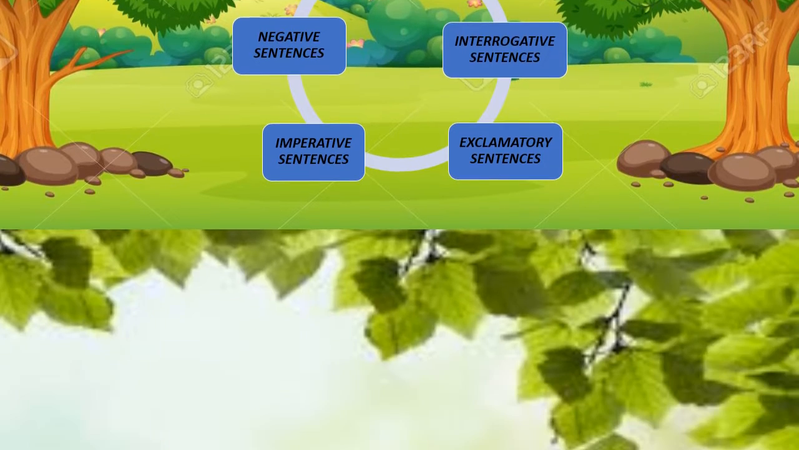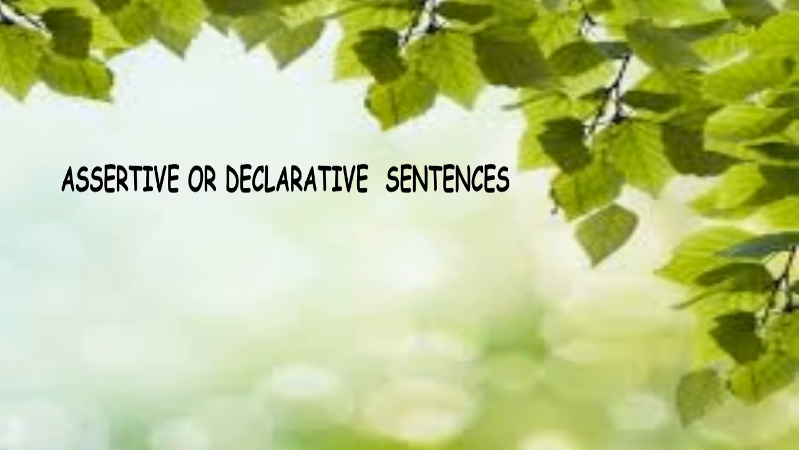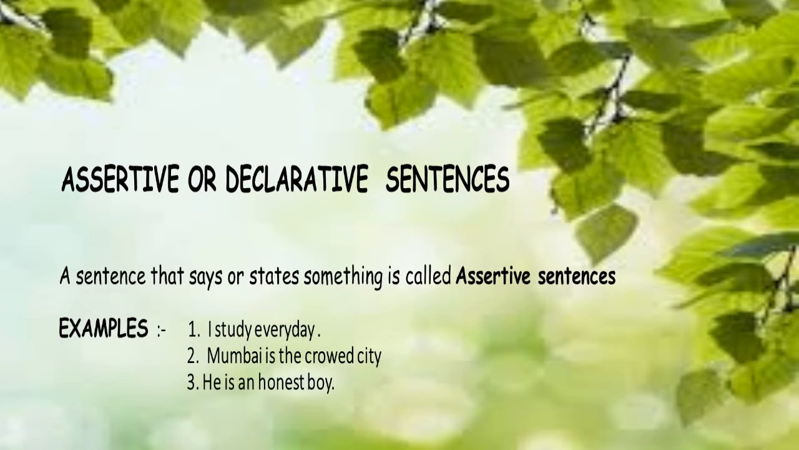So let's start with the first type of sentence, that is assertive or declarative sentences. What is meant by assertive or declarative sentences? A sentence that says or states something is called an assertive sentence. We'll just go for the examples of this type of sentences.